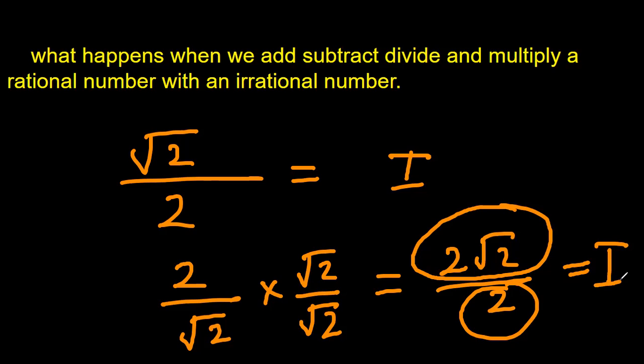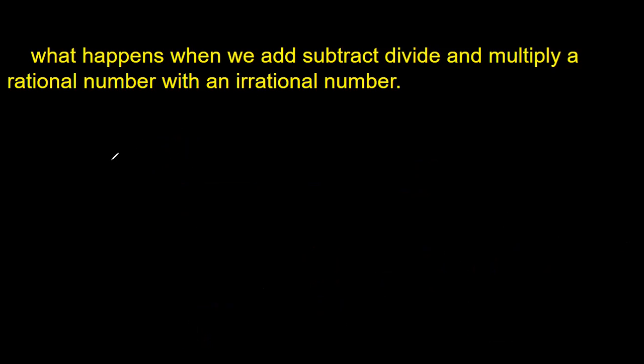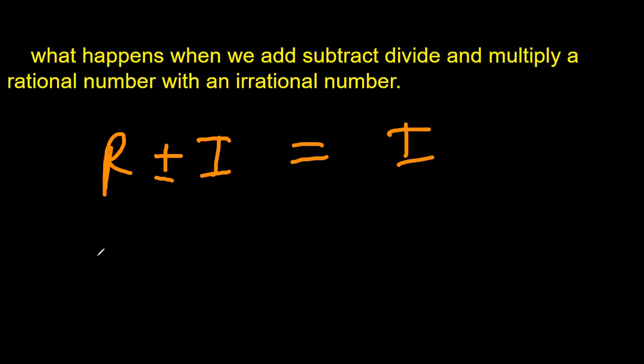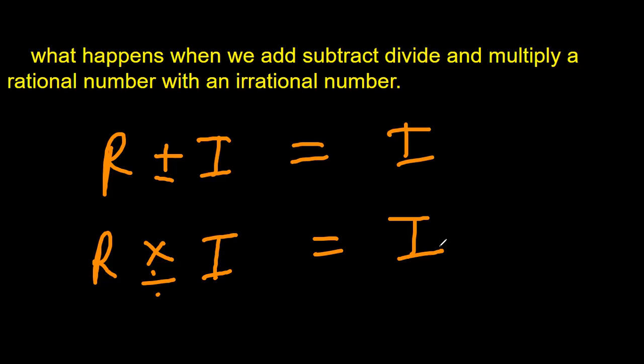So what did we observe? Whenever we take one rational and one irrational number, whether you add or subtract, you get an irrational number. And whenever you take a rational and an irrational number and multiply or divide, then also you get an irrational number. Means all these 4 operations of addition, subtraction, multiplication, and division with a rational and an irrational number always give you an irrational number.